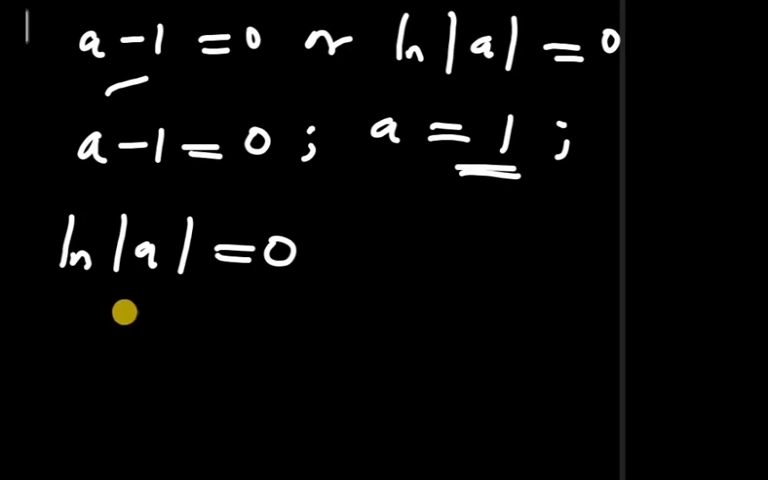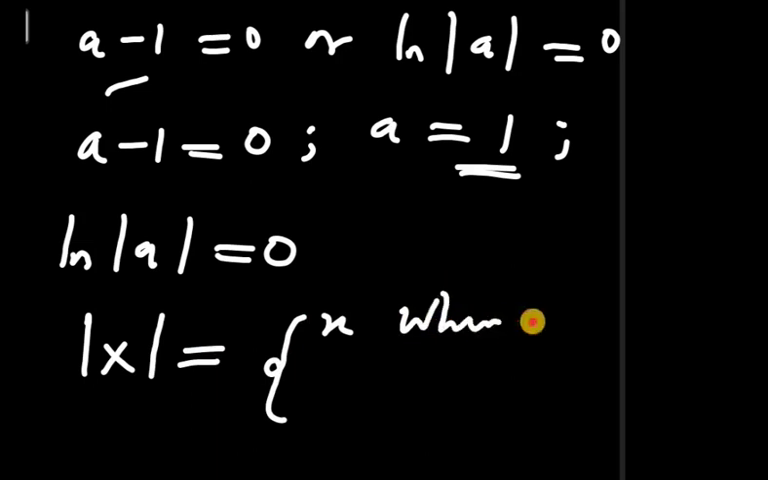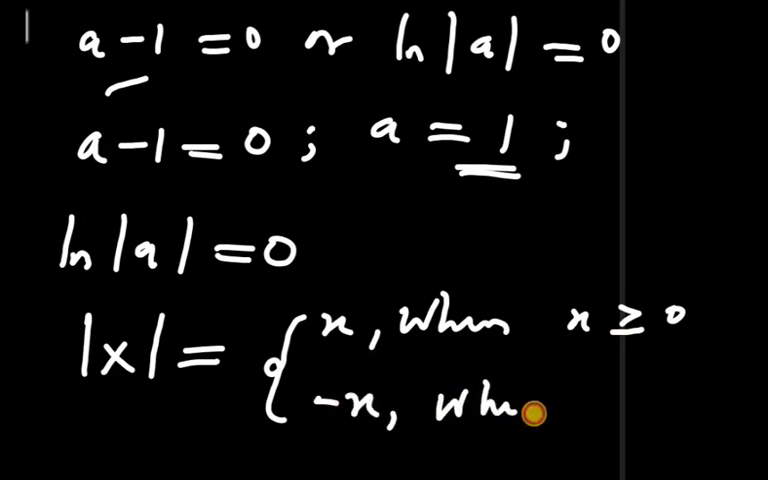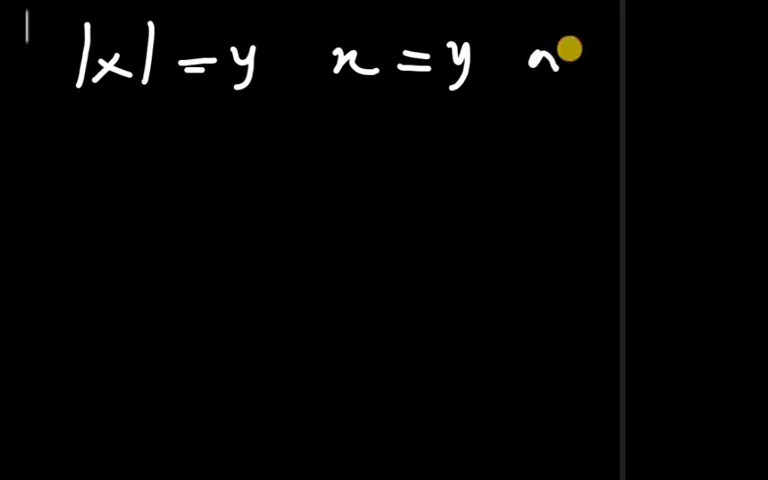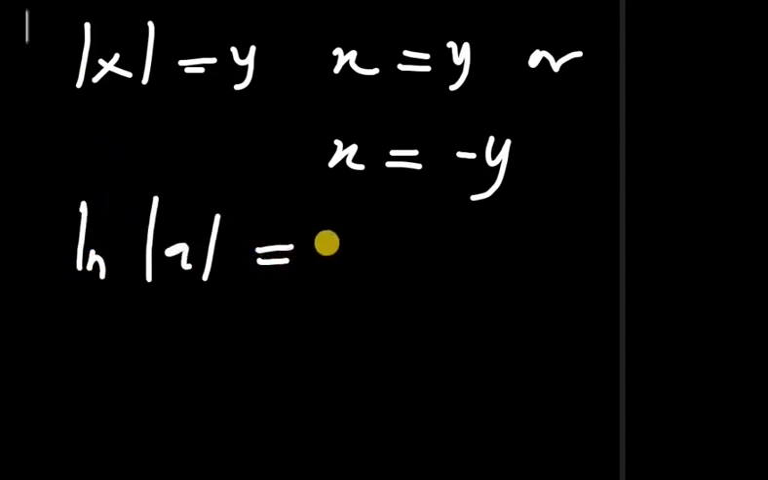Before we can solve this, we need to find the meaning of the absolute value of a particular number. The absolute value of x simply means x when x is greater than or equal to 0, or negative x when x is less than 0. This is the meaning of the absolute value of x. From that definition, if the absolute value of x equals y, it simply means x equals y, or x equals negative y. So if we insert this definition into what we had before, remember we had the natural log of the absolute value of a equals 0.